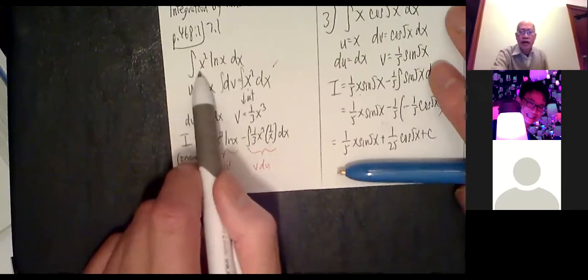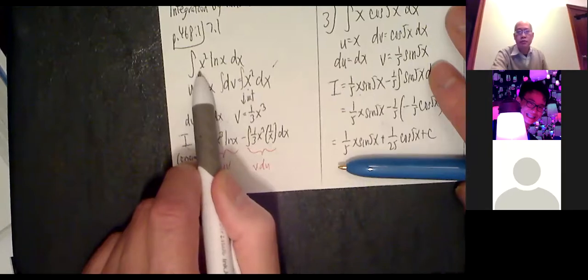Now I see x squared. x squared is easy to differentiate. x squared is easy to integrate. That doesn't bother me either way. So we're fine with that.